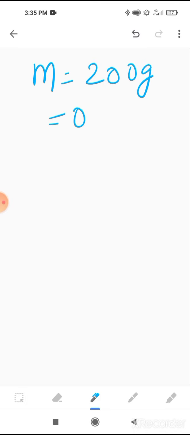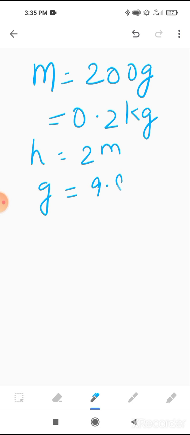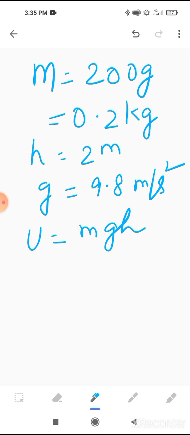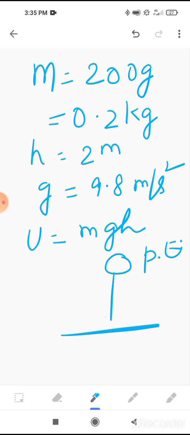Mass of the ball is 200 gram. That is 0.2 kilogram. It is kept at a height of 2 meter. g value is given as 9.8 meter per second square. So you can find out what is the potential energy possessed by the ball. And according to law of conservation of energy, the potential energy possessed by the ball is changing into kinetic energy when it reaches the ground.